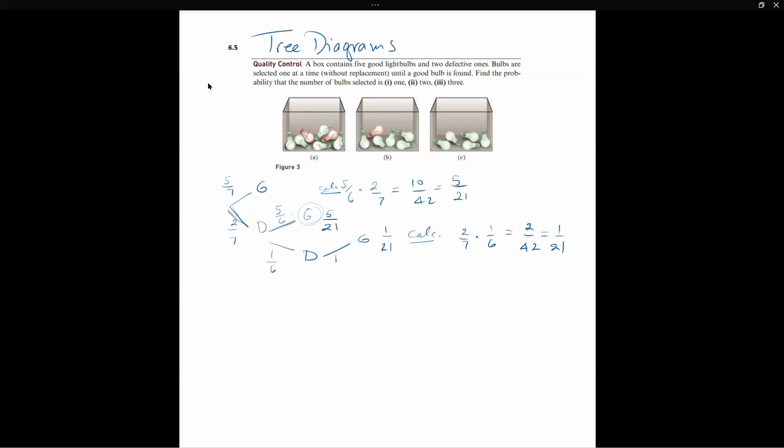So now we set up this tree diagram, and let's answer the requests. For the first one, 1, the probability of getting 1 is 5/7, right? And for 2, it's going to be 5 over 21, right? And for 3, it's going to be 1 over 21.